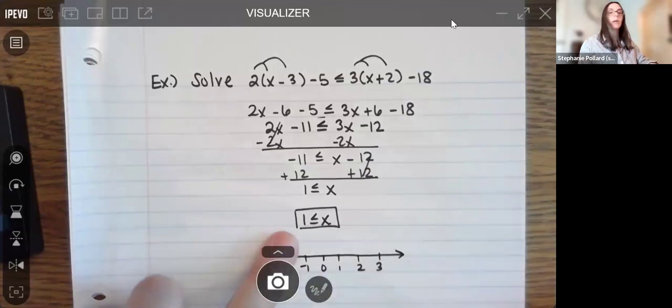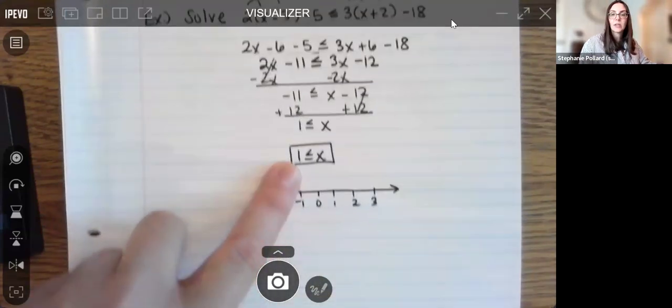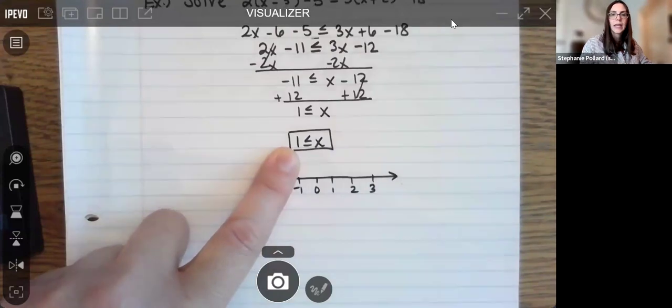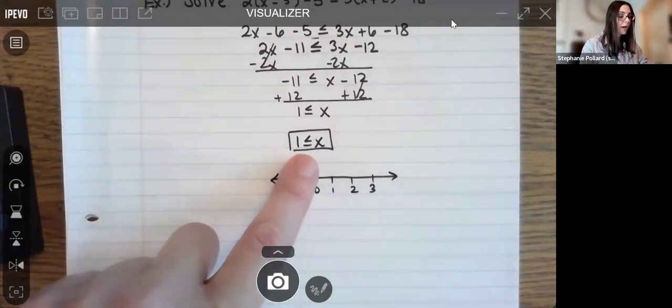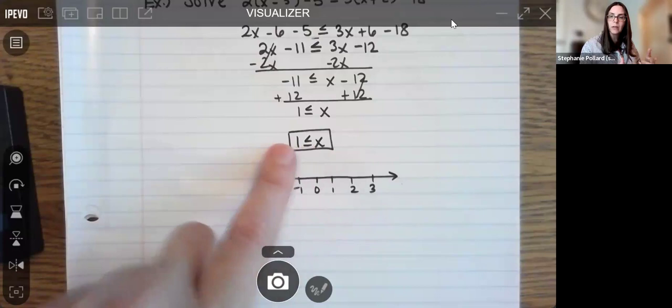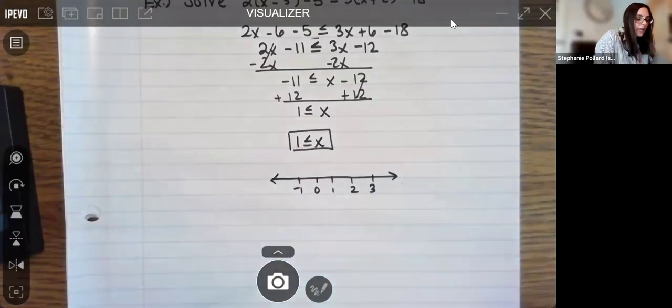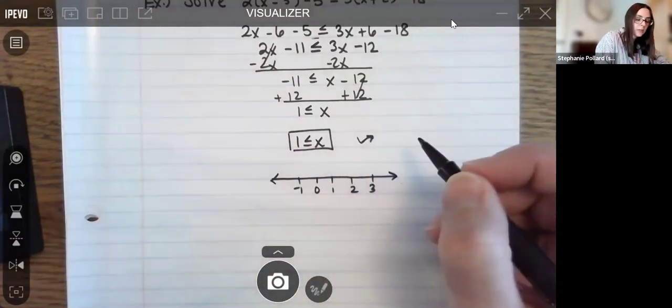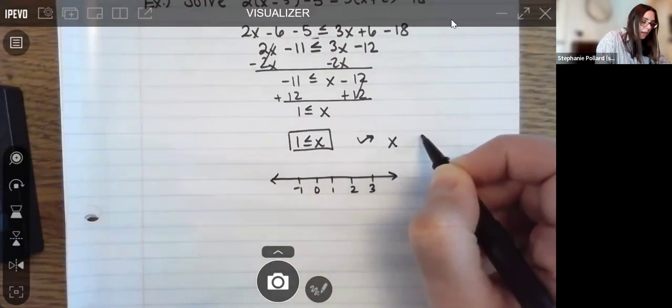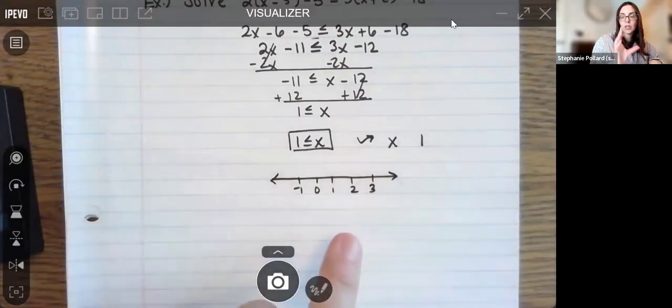So what's happening here is that 1 is less than or equal to x. So if you think about this, your x values are actually bigger than 1, right? Because it's written backwards. So if you're getting stuck, you can always flip this around. X is on the left, 1 is on the right. Now, we don't want to change the answer. I just want to rewrite it.